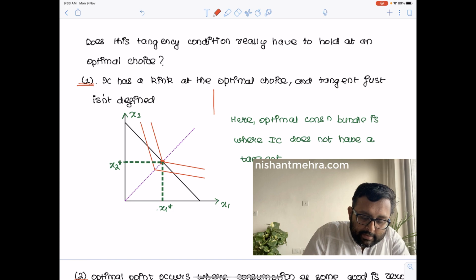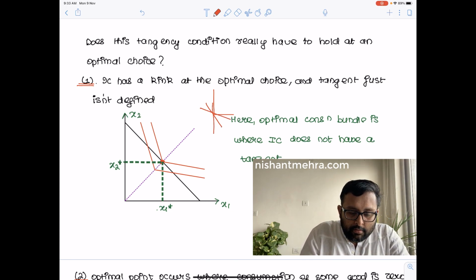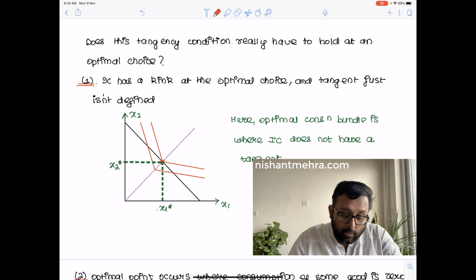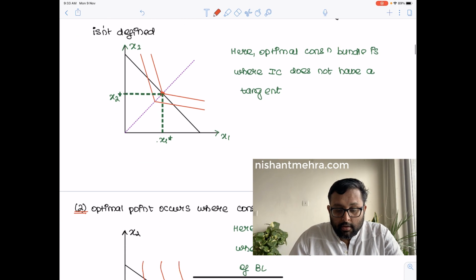So you have a kink like this. Now at this point, this could also be a tangent, this could also be a tangent, this could also be a tangent. So we don't know, right? Well, so you don't have a unique tangent here. So in a way, the optimal consumption bundle is where the IC doesn't have a tangent here. So that's not a necessary thing.